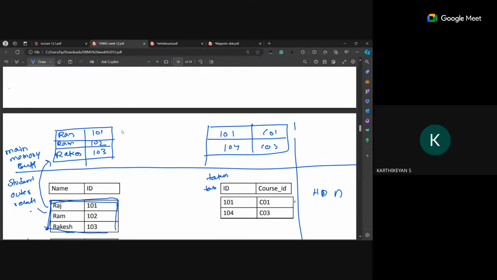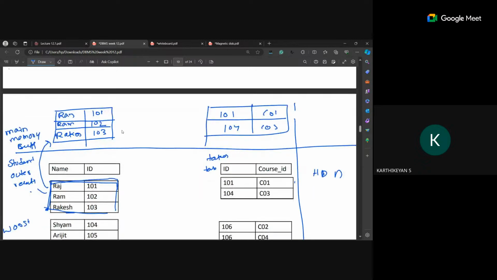So here I have a question. For the left-hand side table, we have taken 3 tuples as a block. On the right-hand side table, we have taken only 2. Why can't it be 3? Because we say a block, right? Why here 2? Let me explain.